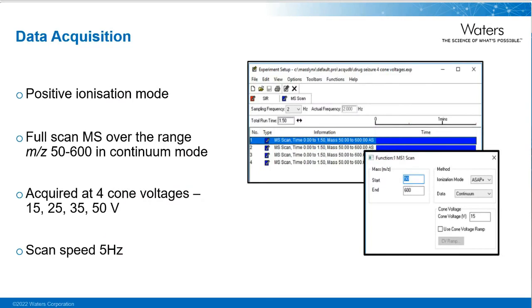Data was acquired in positive ionization mode. Mass detection was performed using full scan over the range m/z 50 to 600. To further enhance the specificity, the data was acquired simultaneously over 4 differing cone voltages. This resulted in fragmentation and generation of both precursor and product ions for the compounds.